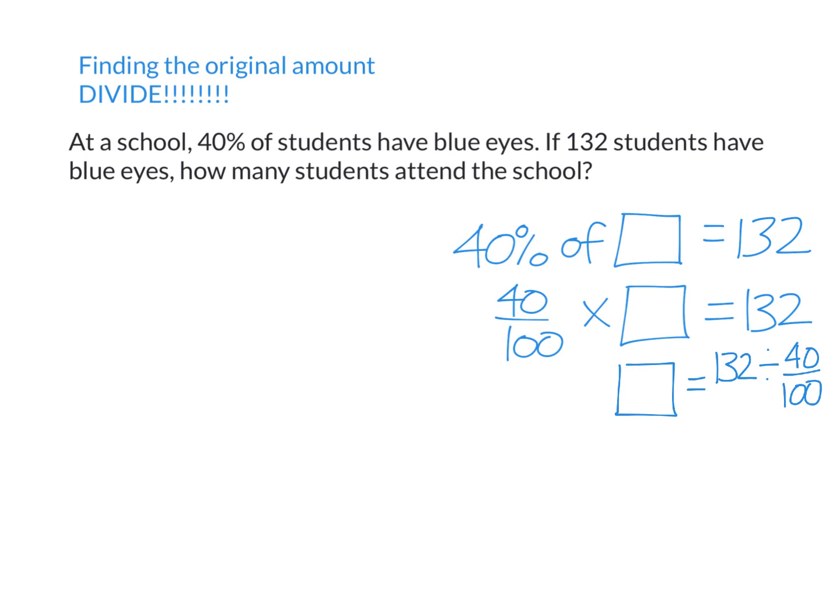So you can put that straight in your calculator and you get 330. So the original number is 330. 330 students are at the school because when you take 40% of 330, you get 132.